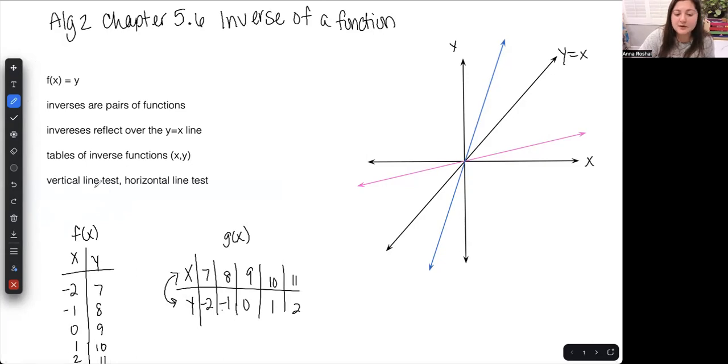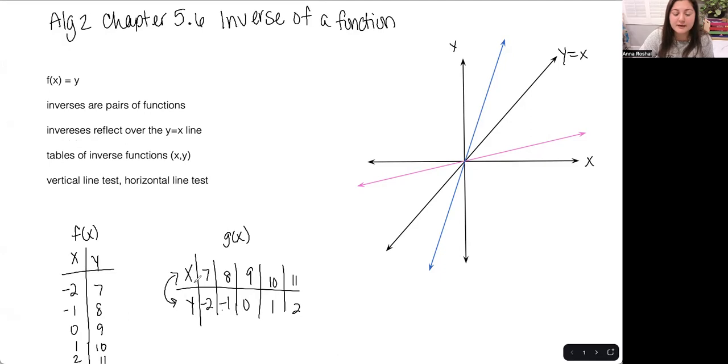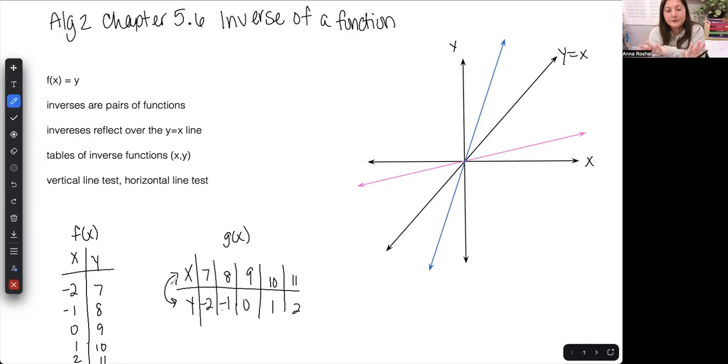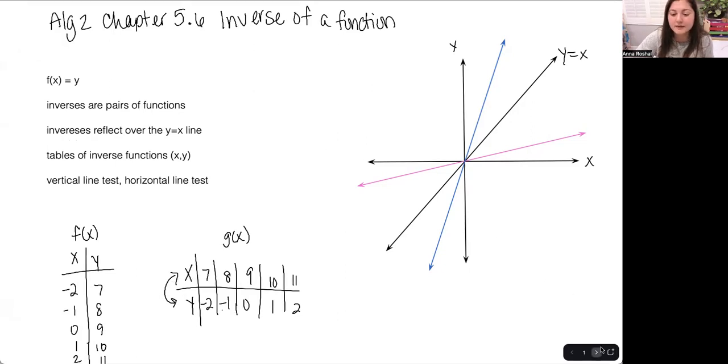And the last thing I want to talk about is the vertical line test and horizontal line test. We know that the inverses are kind of pairs of each other. We know that we're going to replace the f of x with the y. We know that the inverses also reflect on this y equals x line. We know that the tables are going to help us by flip-flopping the x and the y values however we can, however we must.